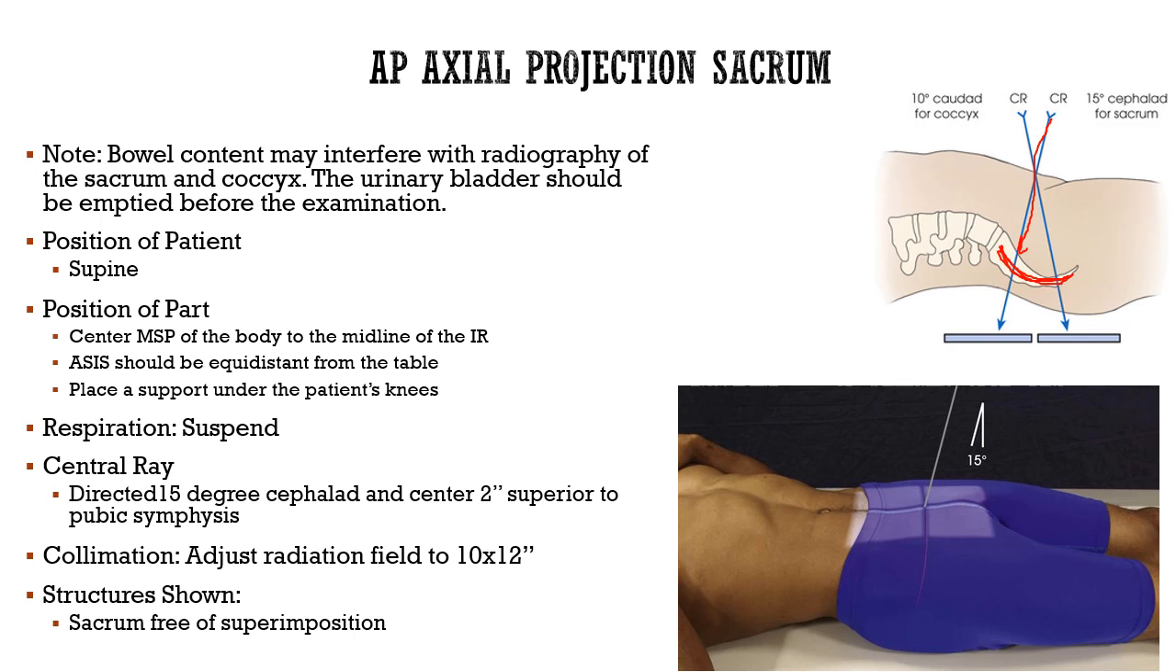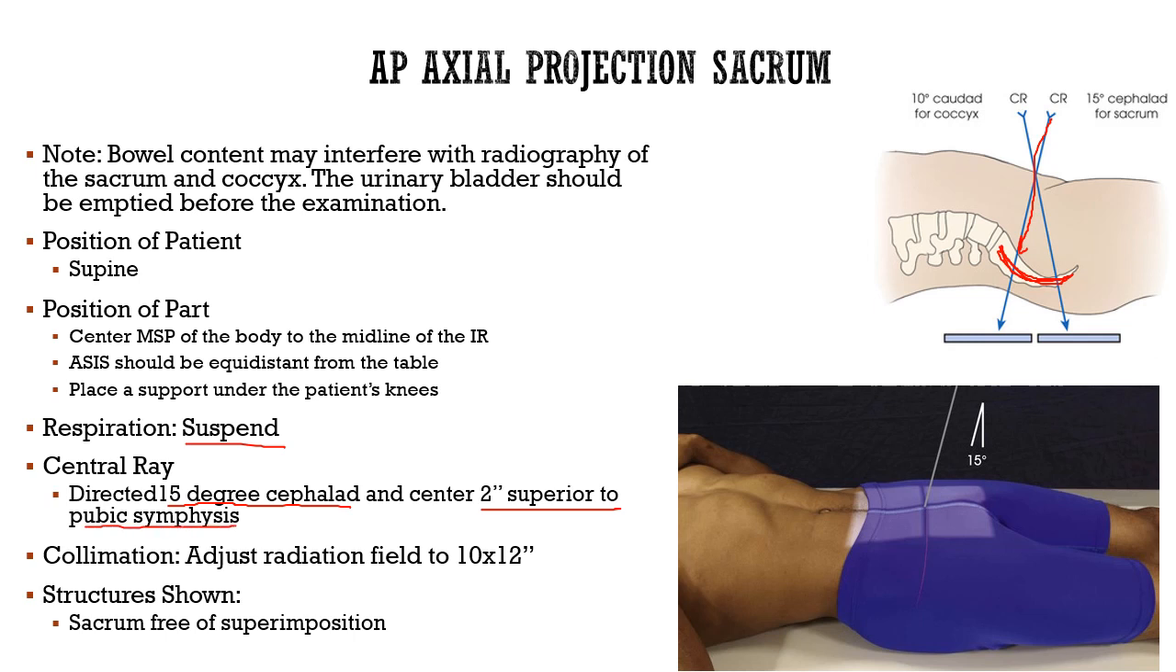Sometimes I've had to perform it prone because the patient was in too much pain. Center the midsagittal plane of the body to the midline of the image receptor. The ASISs should be equidistant from the table, and place a support under the patient's knees. We're going to suspend respiration. As I said before, we're going to angle 15 degrees cephalad. You're going to enter 2 inches superior to the pubic symphysis.